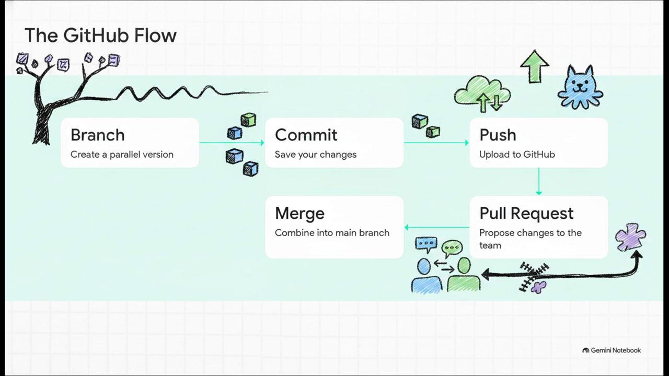Next, you make your changes and commit them. Then you push or upload your specific branch up to GitHub. You formally propose your changes to the team. And finally, if everything looks good, your team merges your branch seamlessly back into the main project.